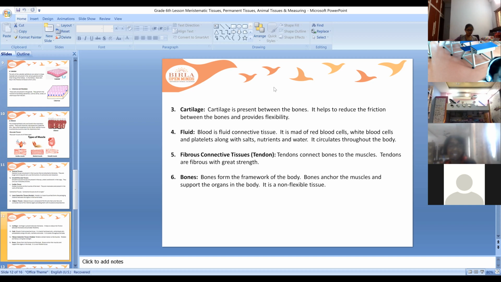And what else do we have in the blood, including red blood cells and white blood cells? We have platelets, blood platelets, along with salts, nutrients, and water. It circulates throughout the body. Okay, I hope you've understood this blood fluid.